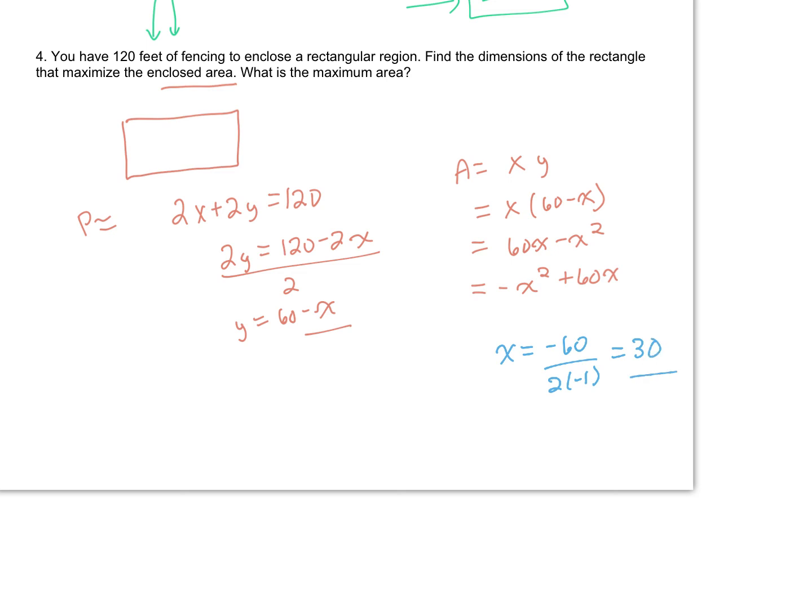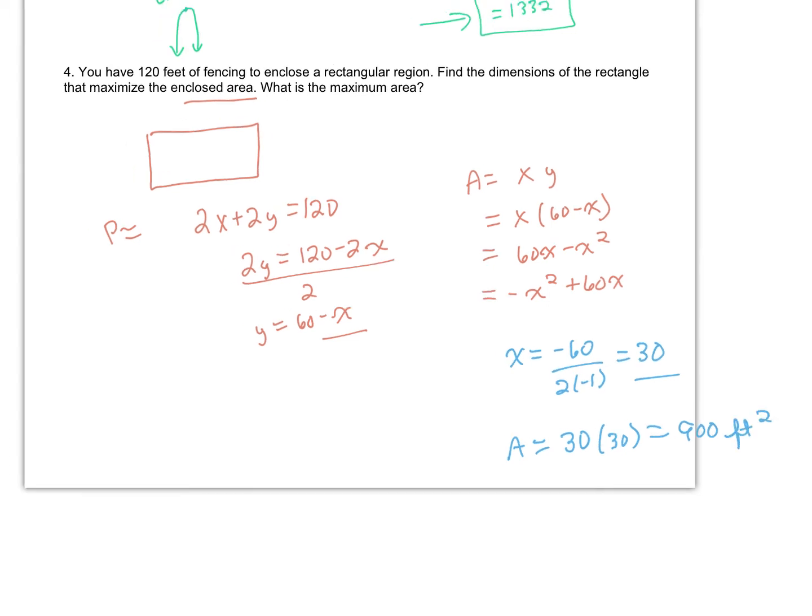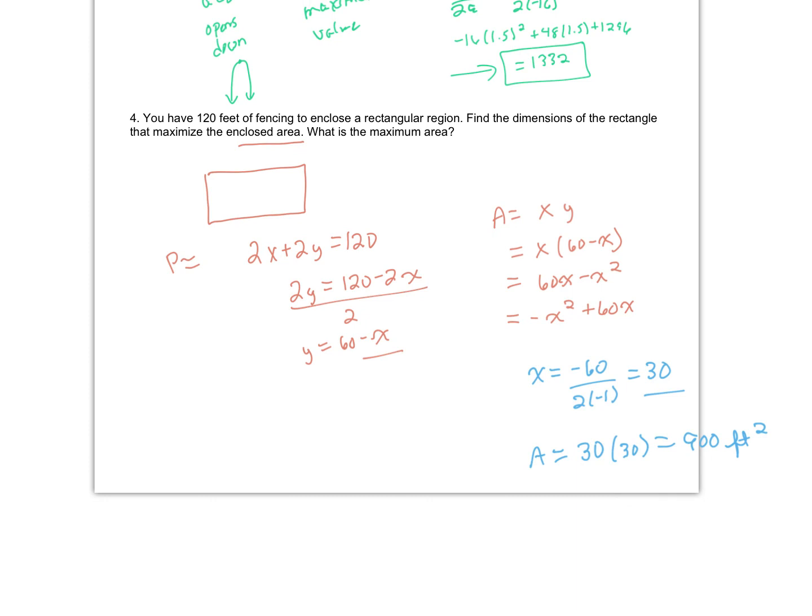Now, this particular value, we can go back and plug back in. And if we do that, we find that x is 30. And if you think about what y would be, we'd do 60 minus 30. So we also get 30. So our maximized area is 900 feet squared. So that was just an example of an application type problem that you may see, given quadratics.